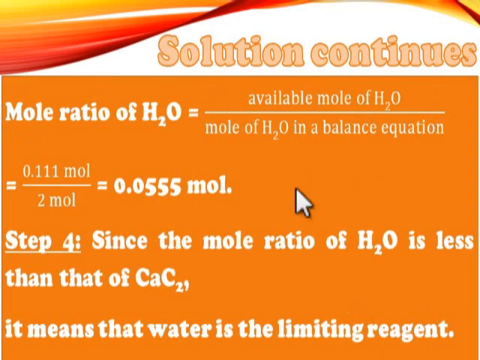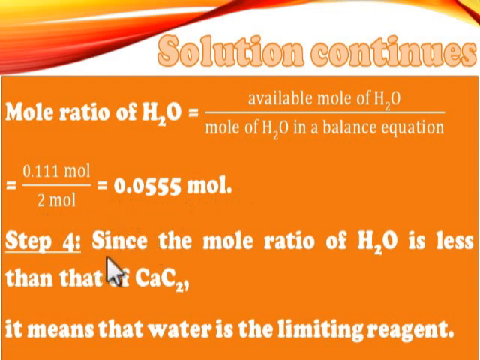Okay, now let's continue. The mole ratio of water being the second reactant will be the available mole of water all over the mole of water in a balanced equation. We calculated the available mole of water to be 0.111 mole. Then the mole of water in a stoichiometrically balanced equation, I showed you guys it is 2. So if you divide 0.111 by 2, you're going to have 0.0555 mole, and that is the mole ratio of water.